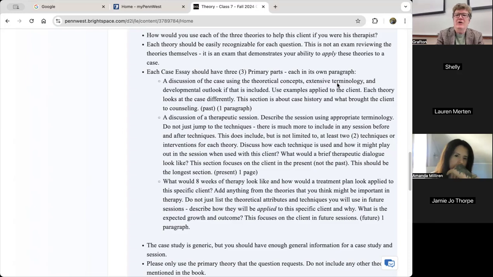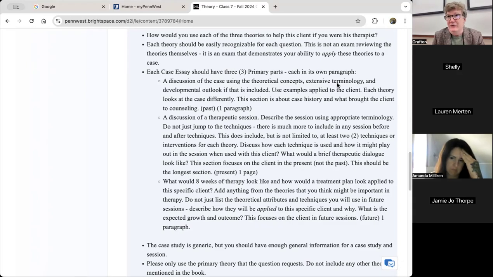Not only should each one be recognizable with theory, but this is not undergrad. This is not an exam reviewing the theories themselves. Don't teach me the theory in your exam. Apply the theory. I don't want to read that Rogers uses empathy and genuineness and blah blah blah. No, this is not an exam about a theory. This is an application of the theory to a case.